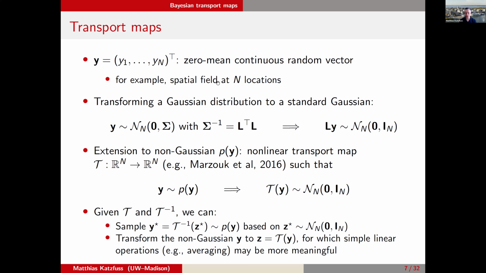For example, it could be a spatial field at n locations, but again, for this subsection, it doesn't necessarily have to be. We're not going to assume this here, but just as a motivating example, if y did follow a Gaussian distribution with some covariance matrix sigma, then it's well known that if we take the inverse Cholesky factor of sigma, what I'm calling L here, and pre-multiply y by L, L maps y to a standard Gaussian distribution.